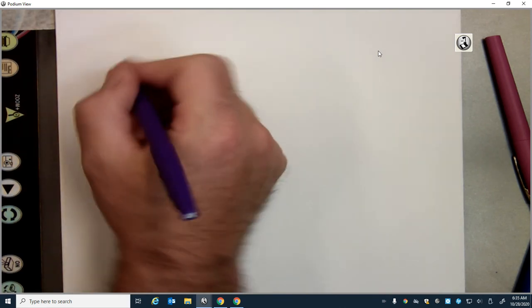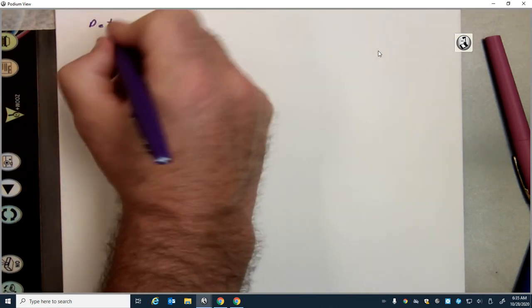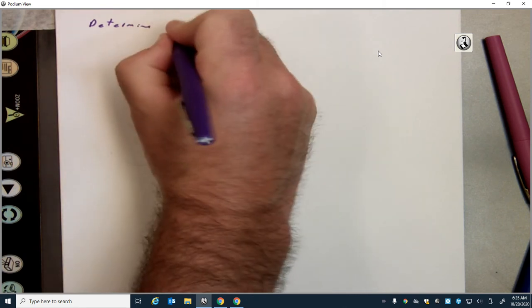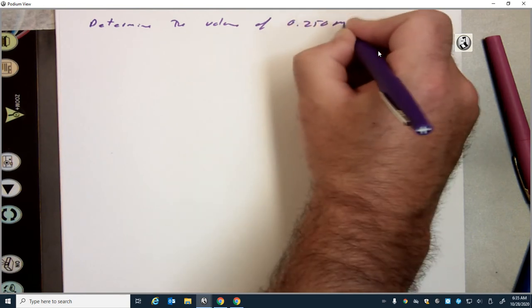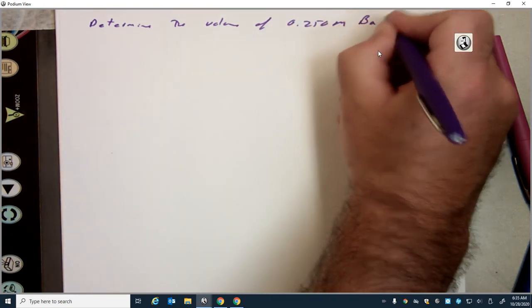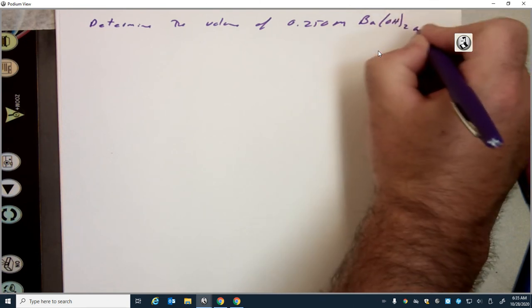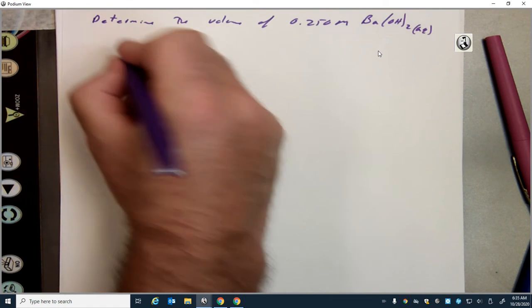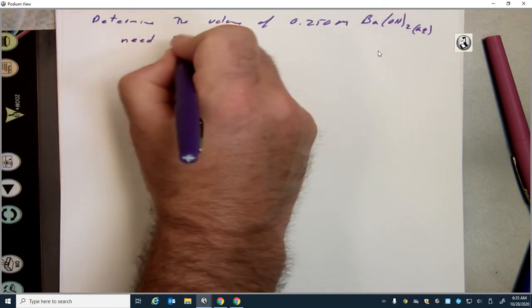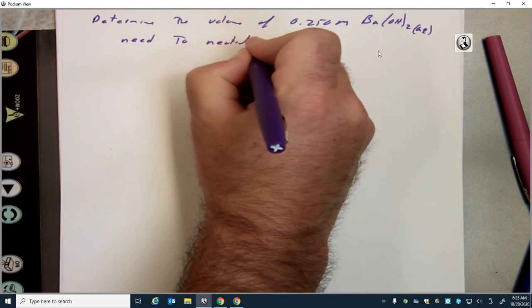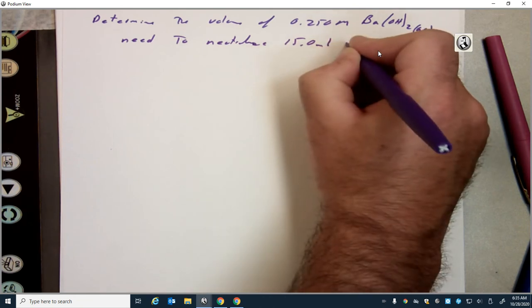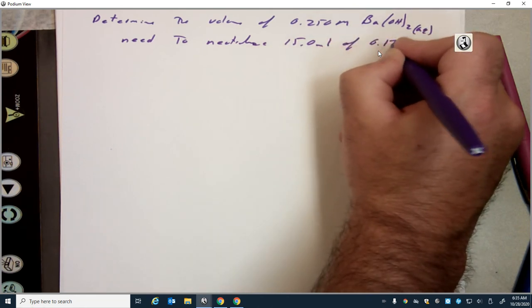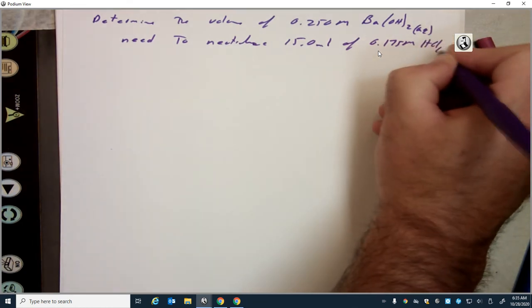So let's try another one that's a little more difficult. Determine the volume of 0.250 molar barium hydroxide, aqueous, needed to neutralize 15.0 milliliters of 0.175 molar HCl, aqueous.